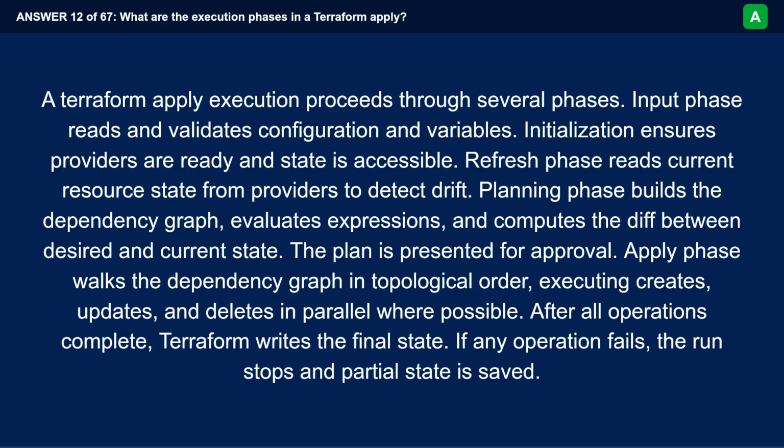The plan is presented for approval. Apply phase walks the dependency graph in topological order, executing creates, updates, and deletes in parallel where possible. After all operations complete, Terraform writes the final state. If any operation fails, the run stops and partial state is saved.